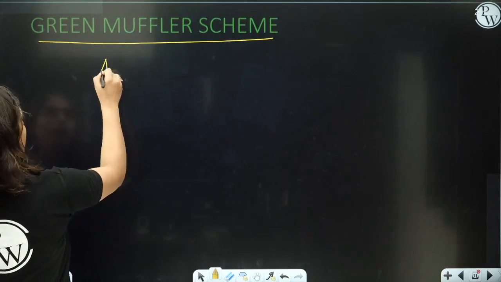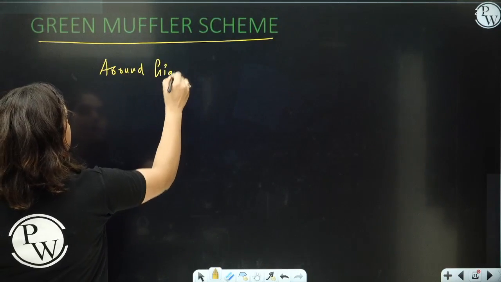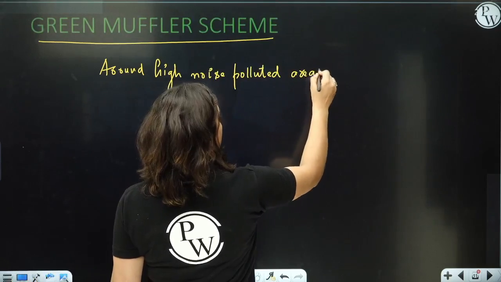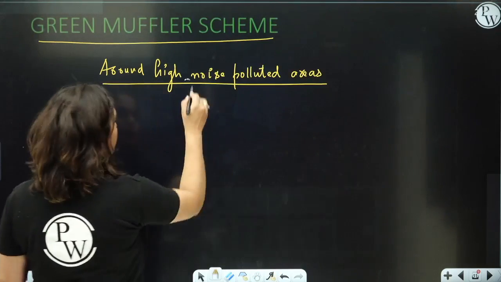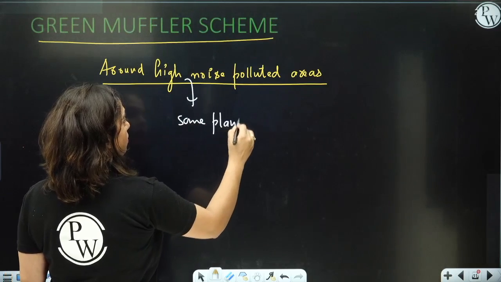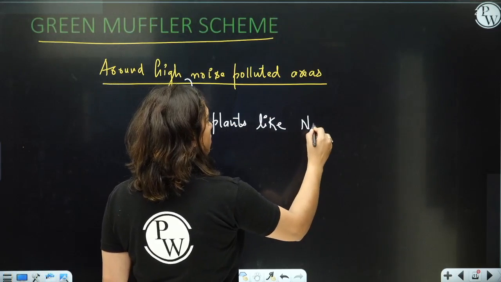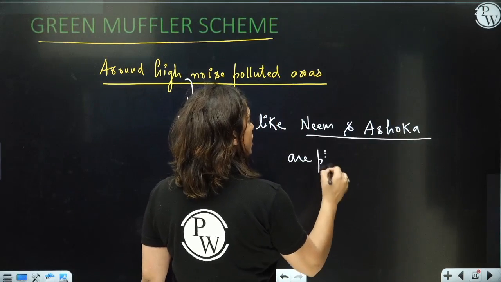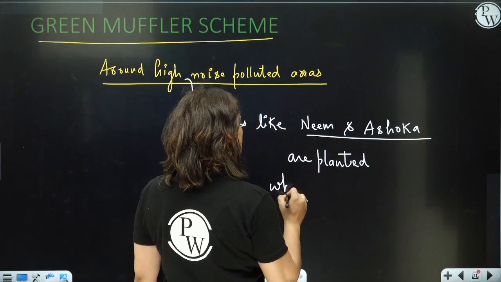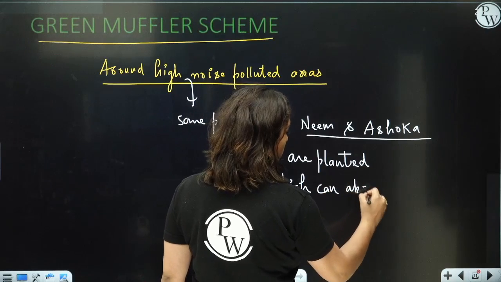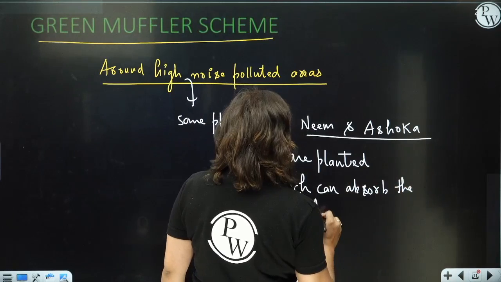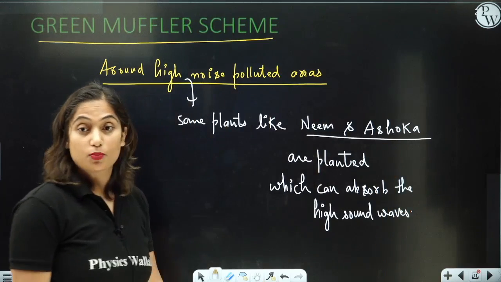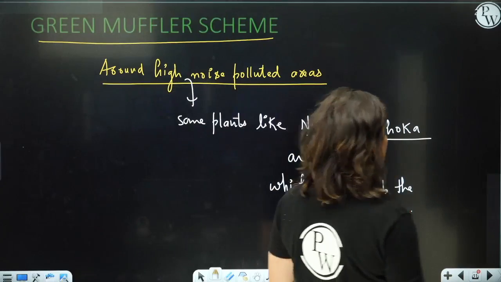So around high noise polluted areas, some plants like neem and ashoka are planted, which can absorb the high sound waves and can reduce the pollution. This is the green muffler scheme.